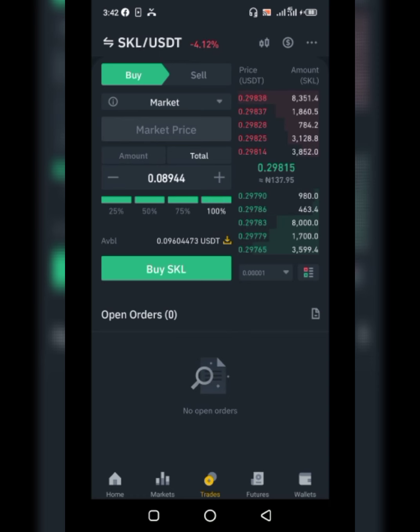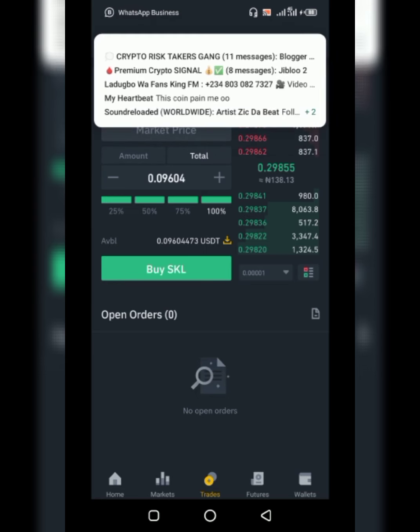You see this total is talking about the total USDT I'm placing. You could have been seeing these two places and saying, even after selecting, what is this place for? The amount is talking about the SKL you will buy with the current amount you use as your trading fee to buy it. The total is talking about the total amount of the USDT you are putting.